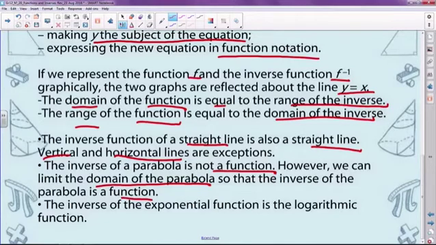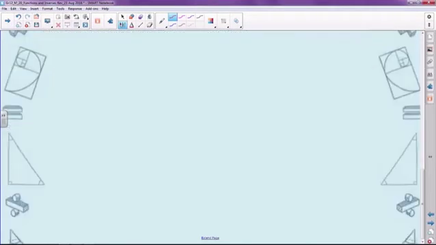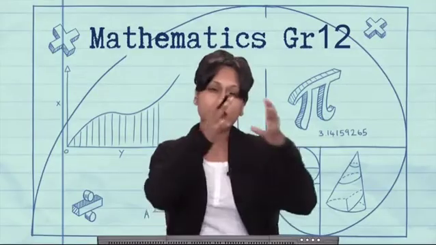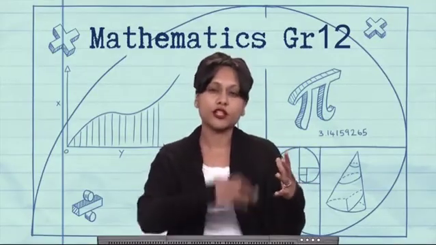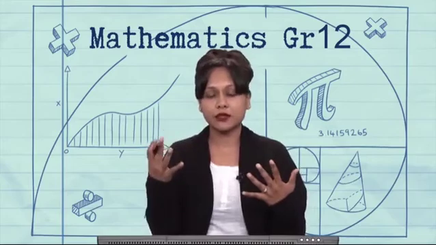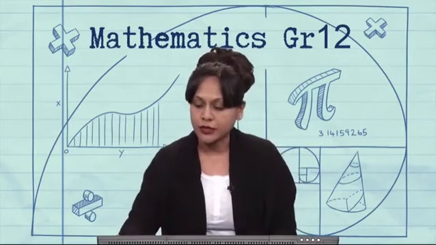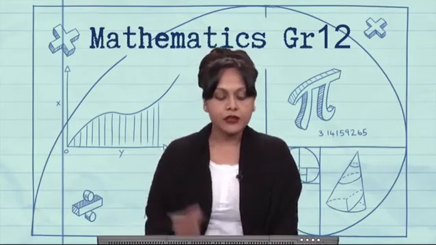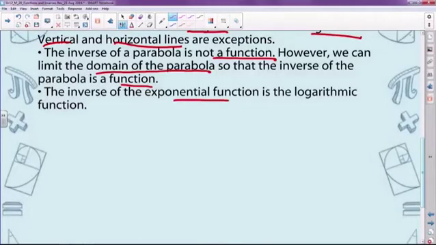And you would have seen this when you're dealing with many-to-one functions. It's important to restrict the domain of your original function so that you get an inverse graph that is also a function. So that's basically what we're saying there. And then lastly, the inverse of the exponential function is the logarithmic function.